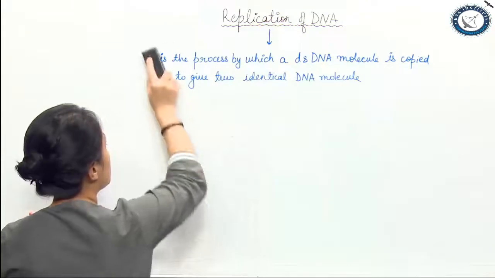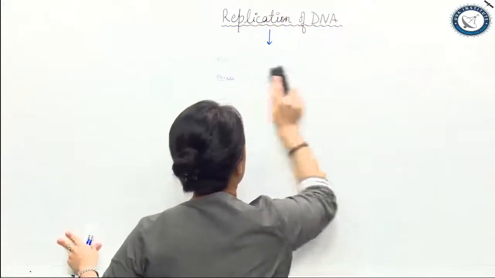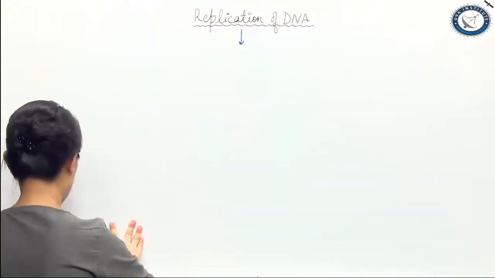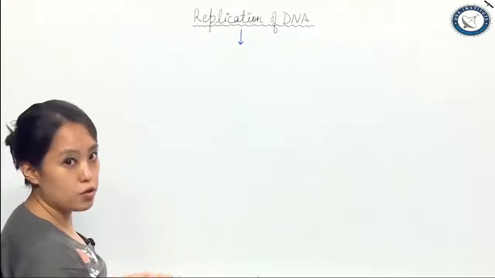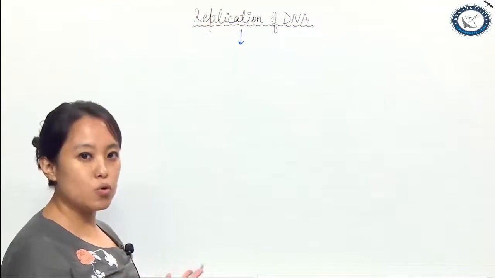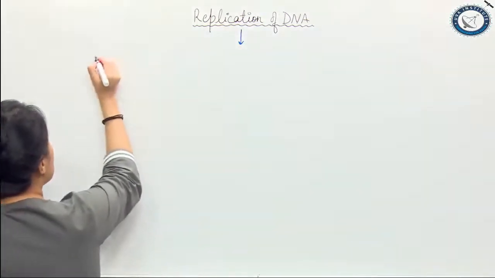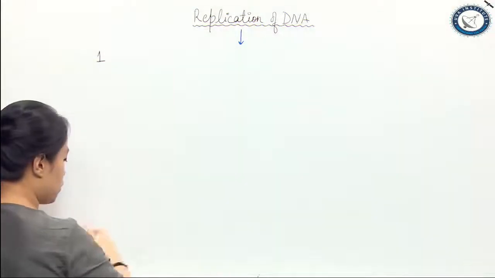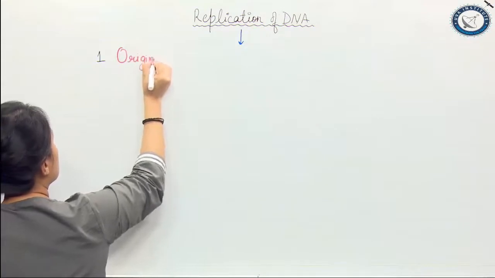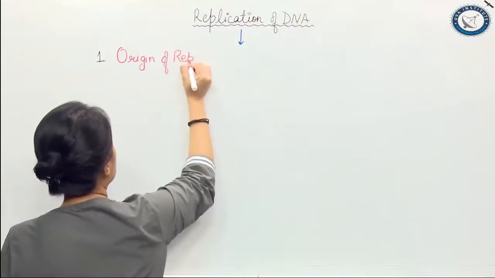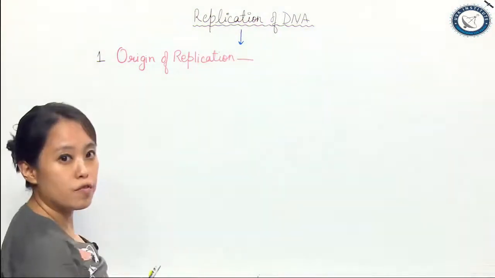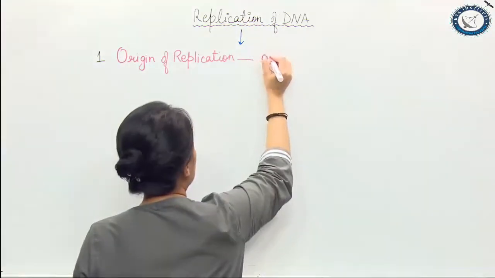So when we are talking about replication of DNA, I will try to explain it in a very, very simplified format. So now let's see here. Before the replication of DNA, it needs some preparation. So let's talk about those preparatory things. First, what I need to see during replication of DNA is the origin of replication, which is actually known as ori.